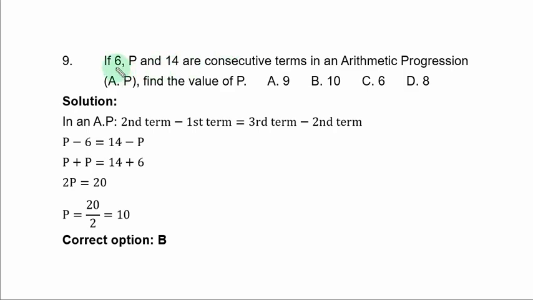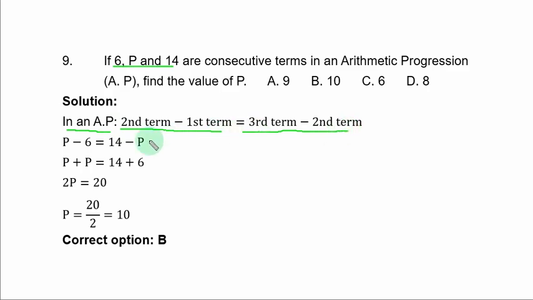Question 9. If 6, P, and 14 are consecutive terms in an arithmetic progression, find the value of P. That is quite simple. In an AP, you always get the common difference. Now the common difference is always constant between any two terms and it is equal. So you have second term minus first term is equal to third term minus second term, and is equal to fourth term minus third term, and so on.